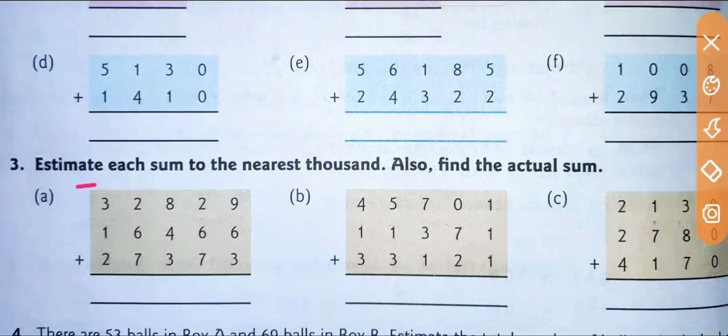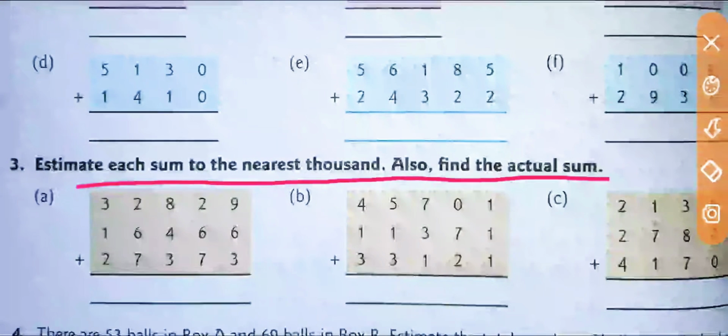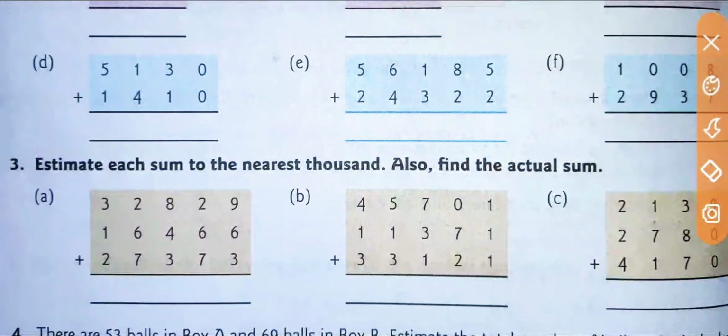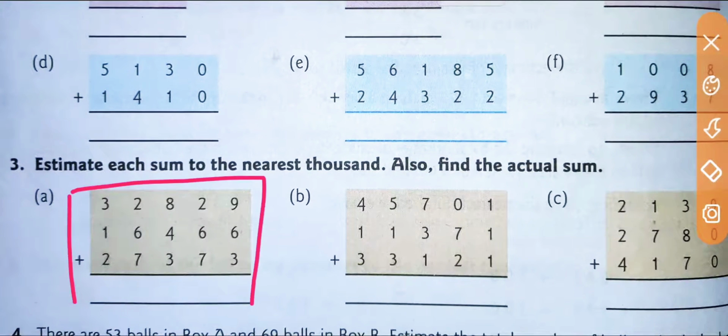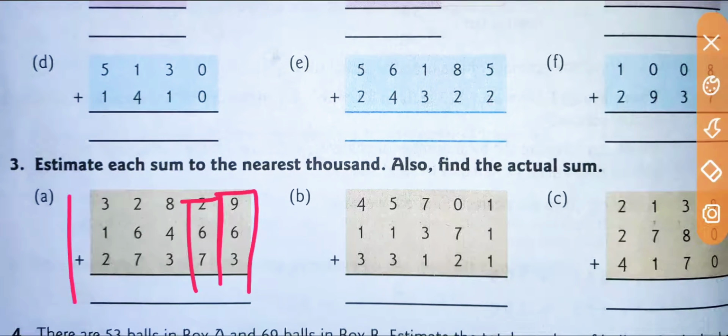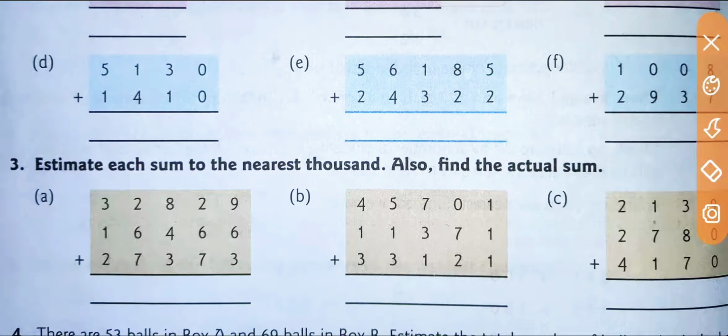Now let us solve this one. Estimate each sum to the nearest thousand, and also find the actual sum. So first let us solve this one. First let us find the actual sum. To find the actual sum we have to add column wise. For the first column there will be 9 plus 6, that is 15, and 15 plus 3 is 18, so there will be 8 and carry 1.